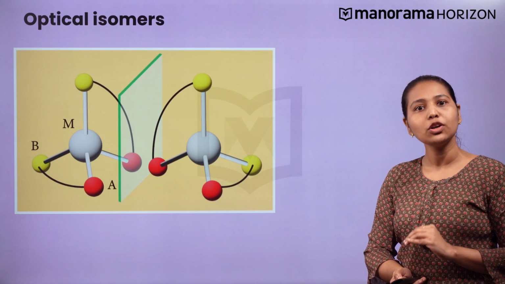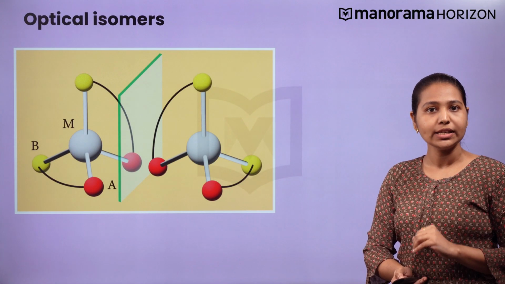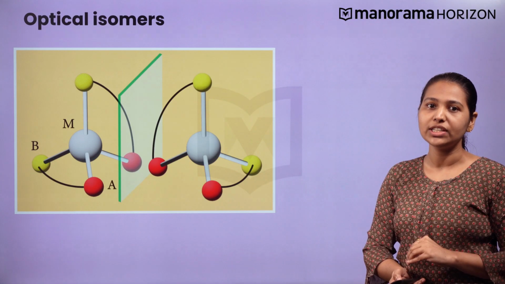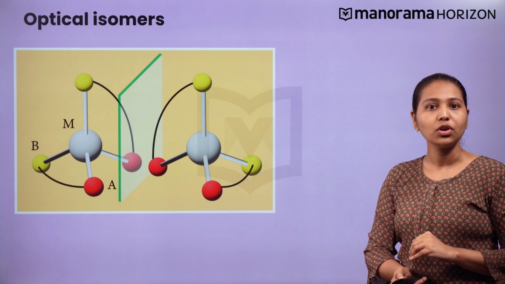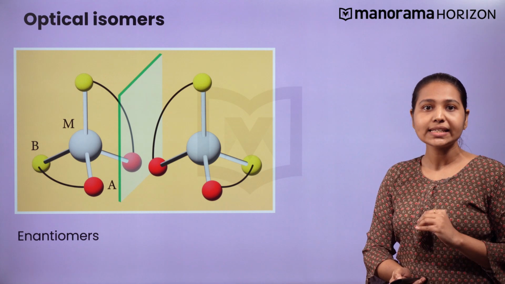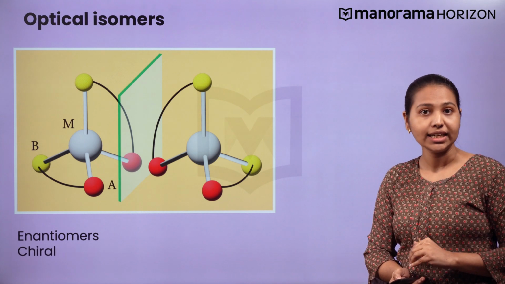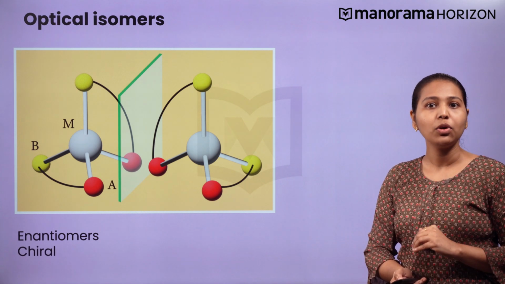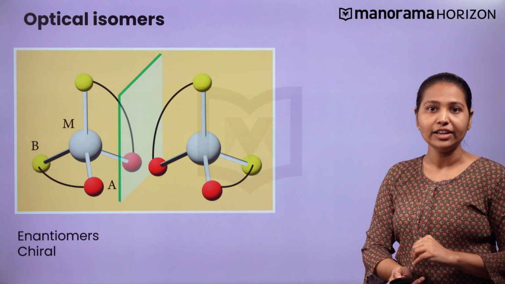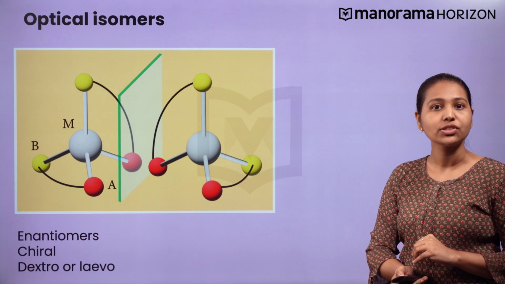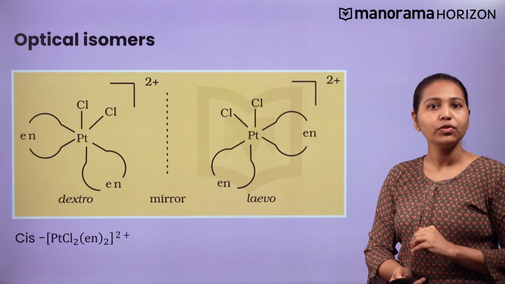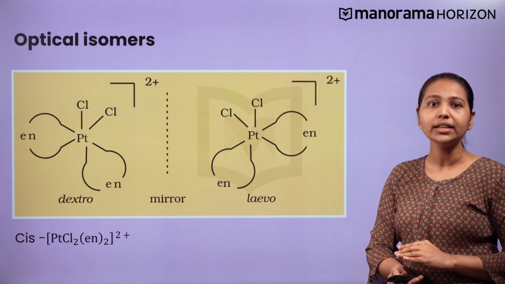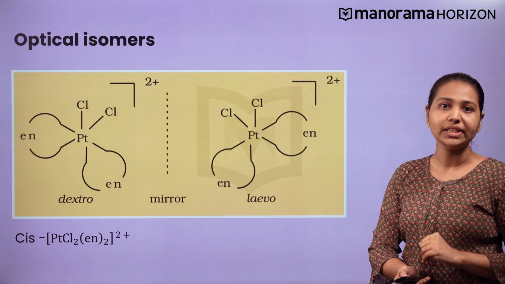Finally, we may discuss optical isomerism. Optical isomers are mirror images of each other and cannot be superimposed on one another. These are also called enantiomers. As these cannot be superimposed, they are chiral too. They can rotate the plane polarized light towards the right or left, based on which they can be dextrorotatory or levorotatory respectively. Here is an example of optical isomerism. Note here, only the cis isomer is optically active.